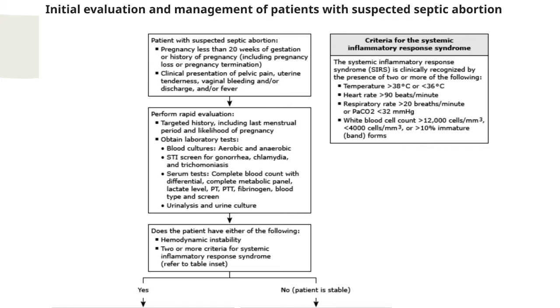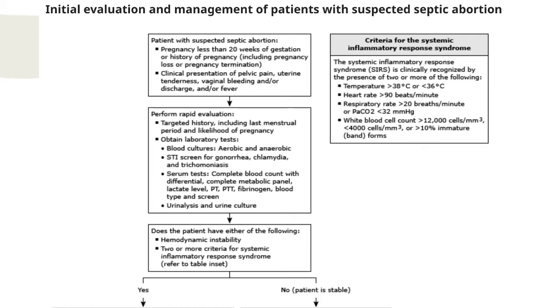So UpToDate has a wonderful algorithm for the initial evaluation and management of patients with suspected septic abortion. Again, these will be patients with pregnancy less than 20 weeks of gestation or history of pregnancy who present with pelvic pain, uterine tenderness, vaginal bleeding, and/or discharge, and/or fever. So in order to evaluate persons for septic abortion, you want to get a targeted history including LMP and likelihood of pregnancy, and then obtain laboratory tests. You do want to get blood cultures for concern for sepsis.